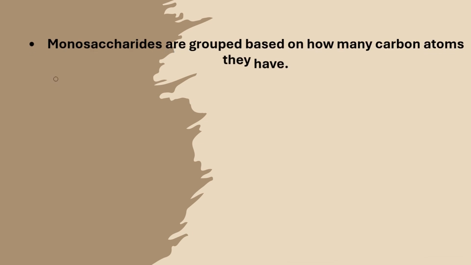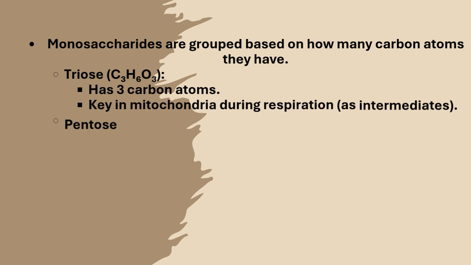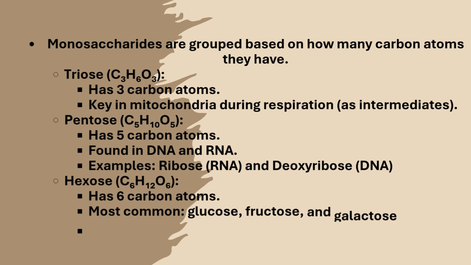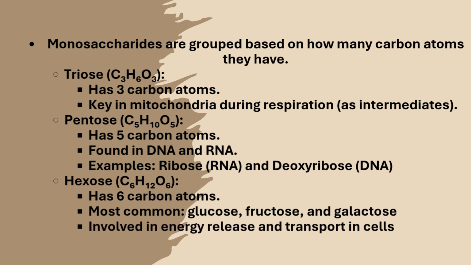Monosaccharides are grouped based on how many carbon atoms they have. Triose has 3 carbon atoms, key in mitochondria during respiration, as intermediates. Pentose has 5 carbon atoms, found in DNA and RNA. Examples: ribose, RNA, and deoxyribose, DNA. Hexose has 6 carbon atoms, most common: glucose, fructose, and galactose, involved in energy release and transport in cells.